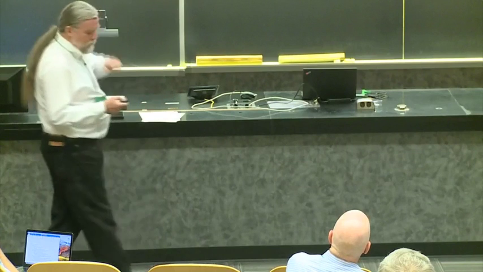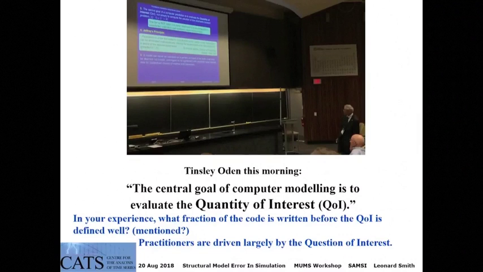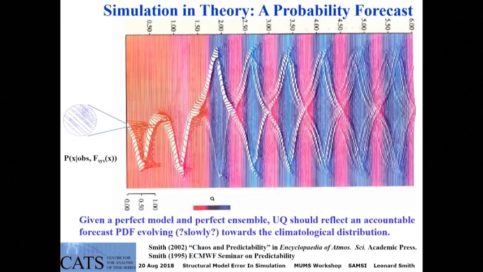Okay? But this is from this morning. I mean, this is really the point. The central goal of computer modeling is to evaluate the quantity of interest. I mean, several people said that already today also. I might say the question of interest. But in my experience, very, very often, the code is written before the question of interest is even thought about. It's like going in and buying all those tools to build, I don't know, I'll just use them, right? So how do we put the practitioners, well, I think this is why we don't have as good contact with many of the practitioners as we could, because they go off and do it their own way.